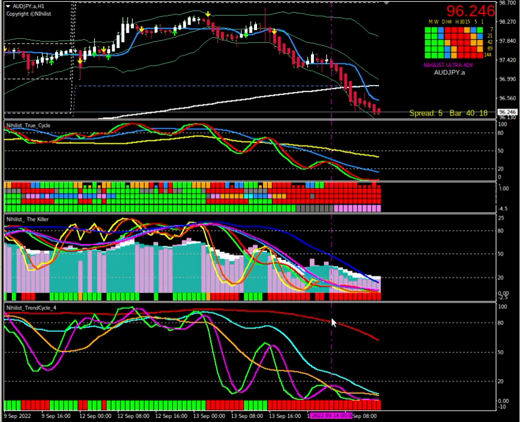The red line is coming down, the aqua line is below 50, and the other 3 lines are under the 20 line. Look, the lime line crossed the magenta line. The histogram at the bottom is red. This is a very good setup for taking the sell position.